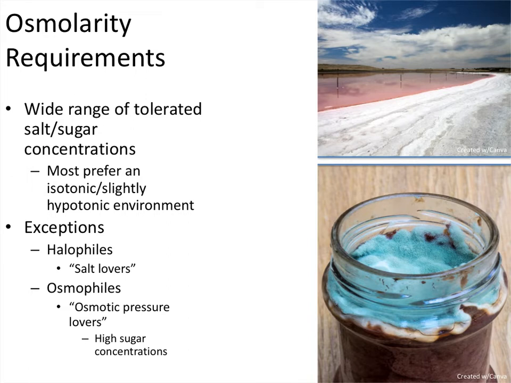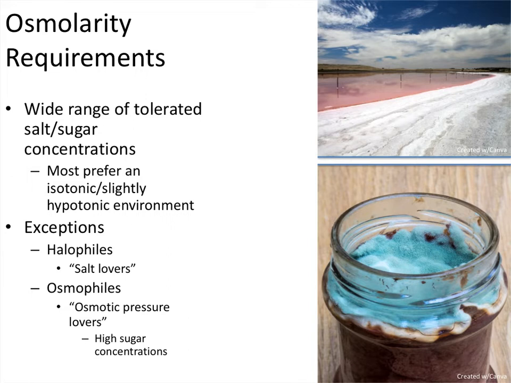Most organisms prefer an isotonic environment or a slightly hypotonic environment because that helps keep water coming into their cells. It helps keep this constant flow of water coming in, not a very hypotonic environment because that would cause their cells to burst, but a slightly hypotonic environment ensures that water and other substances can always be flowing into the cell.